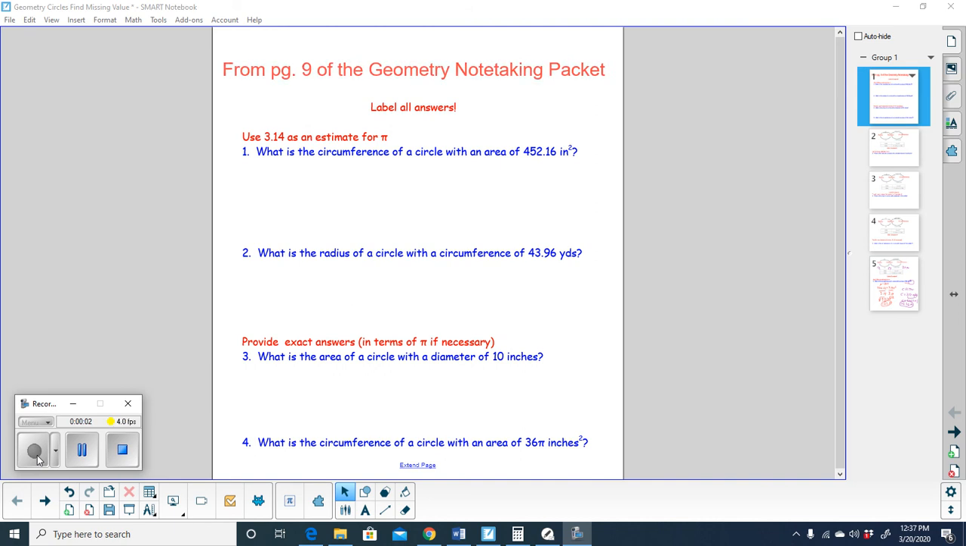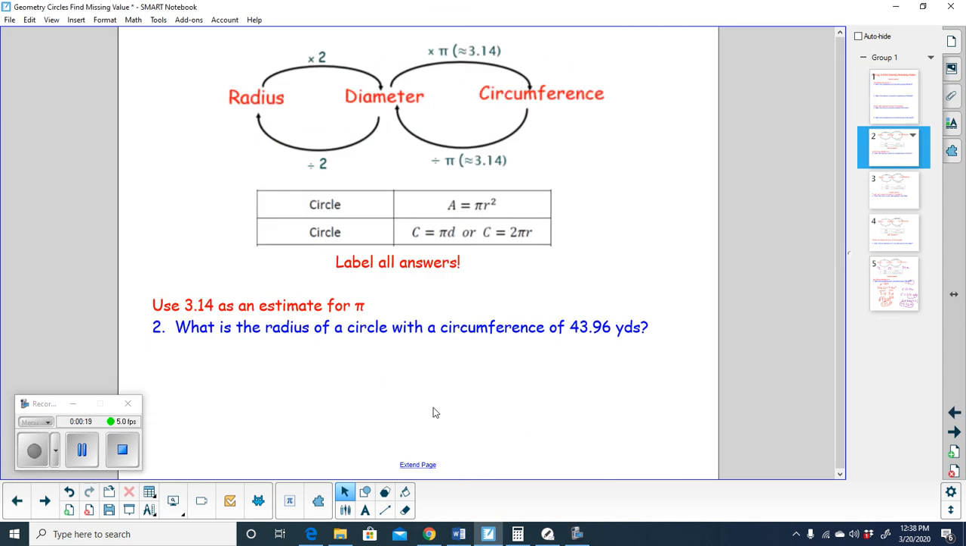Okay, now I'm going to take the second in the series of videos of exercises or questions that are on page 9 of the geometry note-taking packet. So we're going to focus on this one. What is the radius of a circle with a circumference of 43.96 yards?